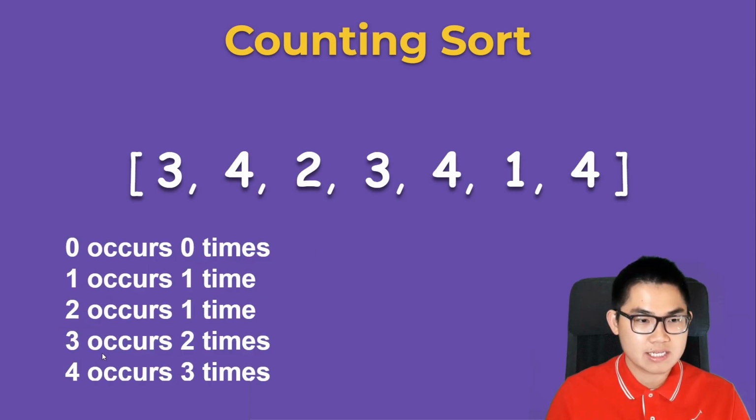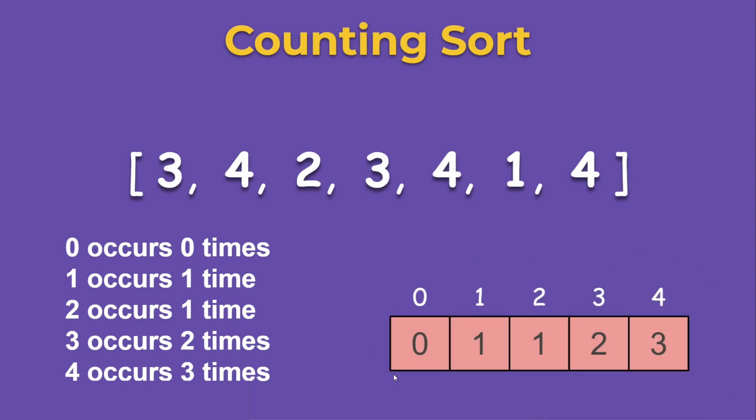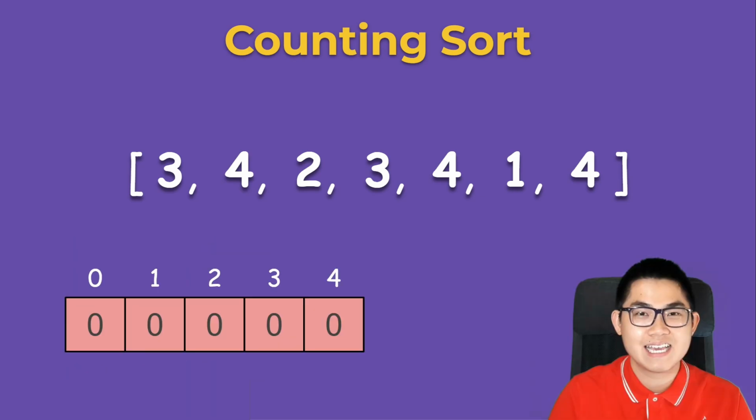Now, if you look at this, 0 occurs 0 times in this array. 1 occurs 1 time. We have a 1 here. 2 occurs 1 time. We have a 2 here. 3 occurs 2 times, 3 here and here. And 4 occurs 3 times, so 1, 2, 3. So we're going to fill in the array like this, where the index is the number and the value is the number of occurrences. Let me explain how this works in the code.